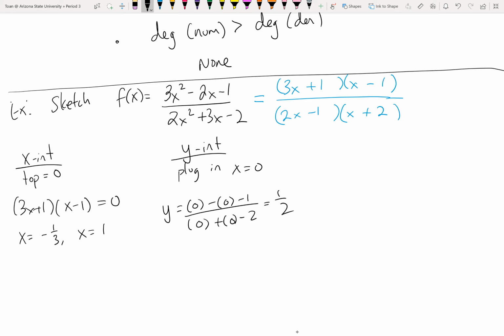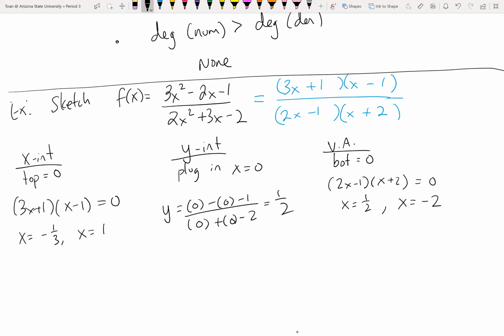What other information would be good? The asymptotes. So let's find the vertical asymptote. That's setting the bottom equal to 0. And again, anytime I solve, I like factored form. So I'm going to use the factored version because it's easier to solve. So that's going to be 2x minus 1 times x plus 2 equals 0. Hopefully it doesn't take a lot of thinking. That's x equals 1/2, x equals negative 2, excuse me.